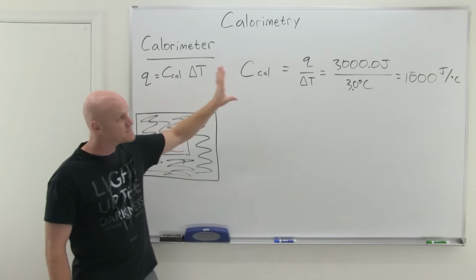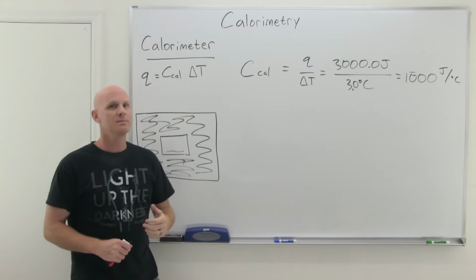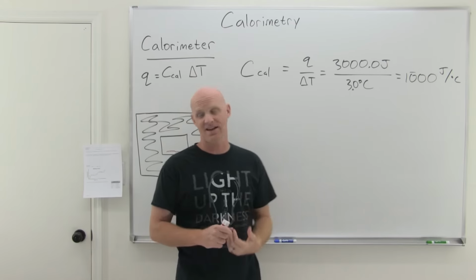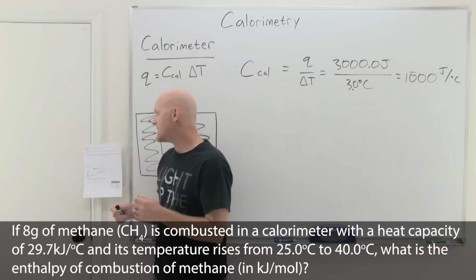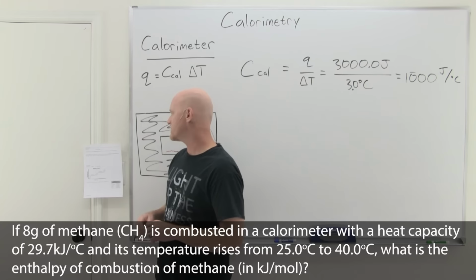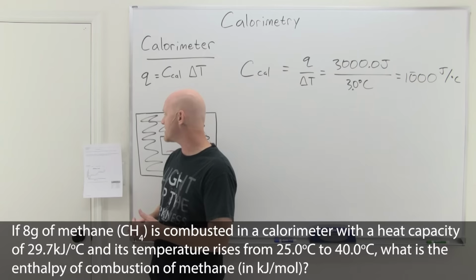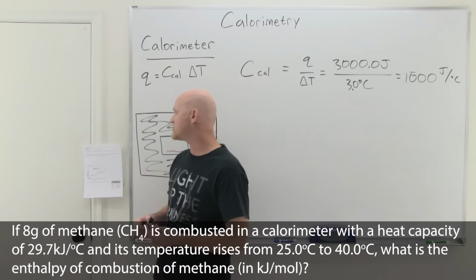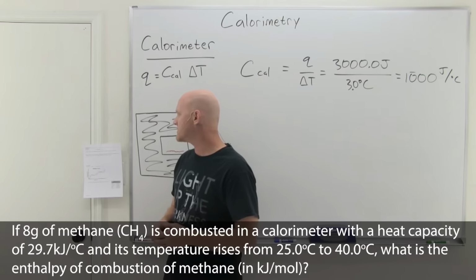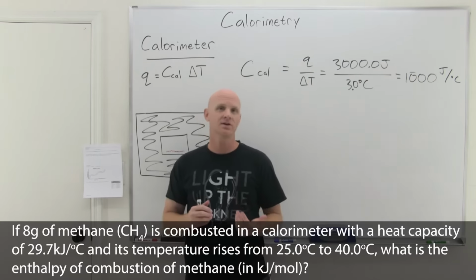And I wanted to use nice big round numbers for this first example because we're going to make this a whole lot harder in this next example. So the question says, if 8 grams of methane, CH4, is combusted in a calorimeter with a heat capacity of 29.7 kilojoules per degree Celsius, and its temperature rises from 25 degrees Celsius to 40 degrees Celsius, what is the enthalpy of combustion of methane in kilojoules per mole?